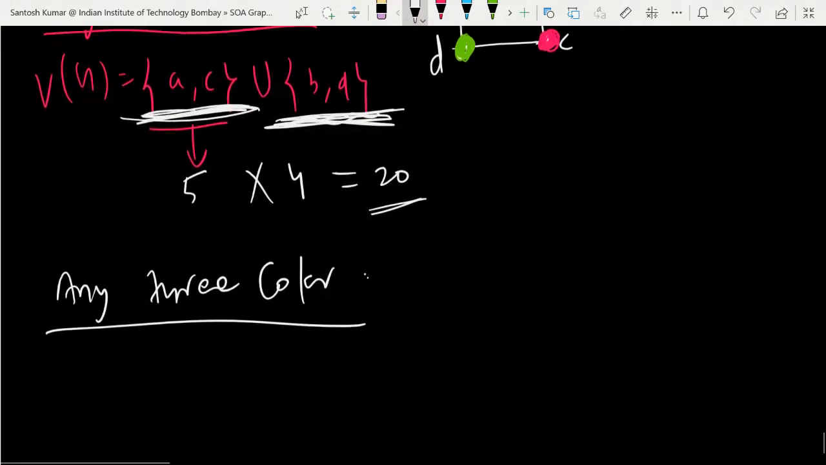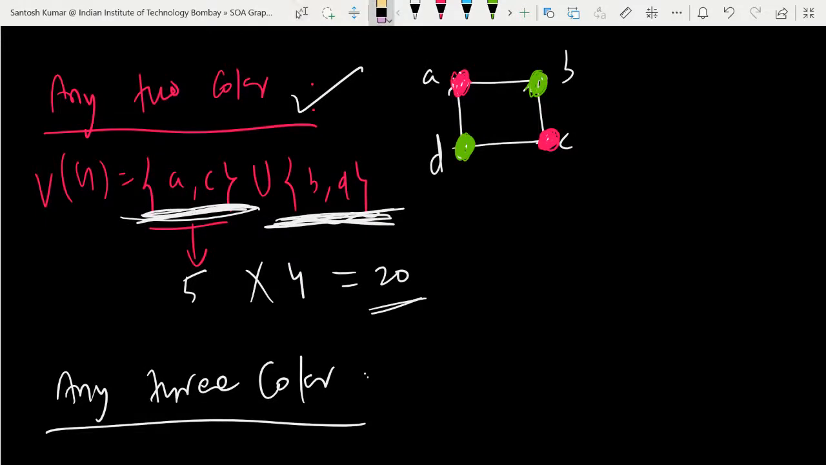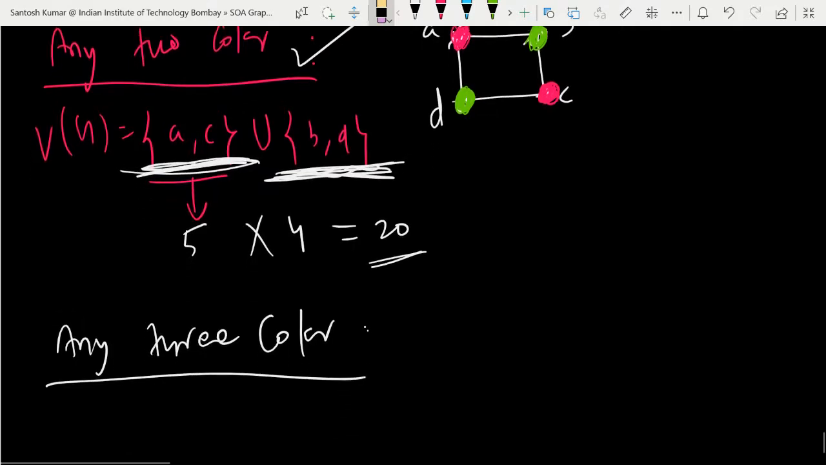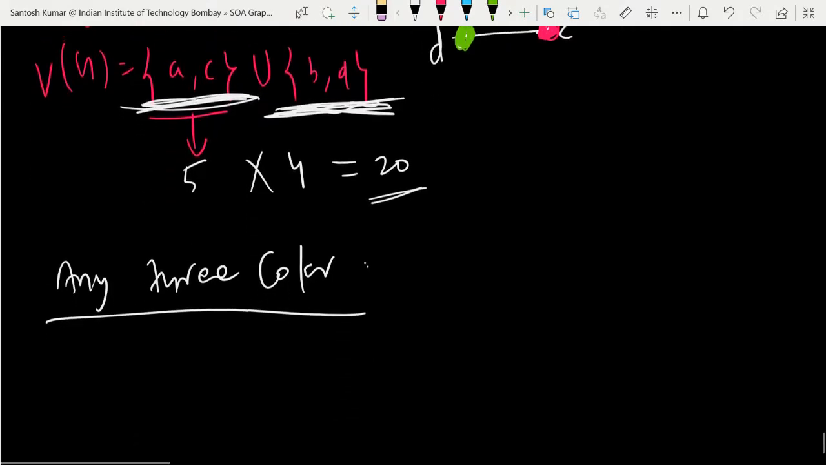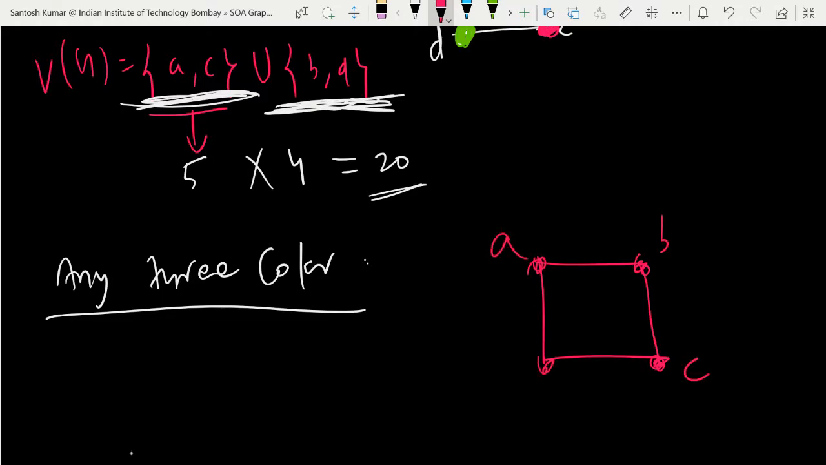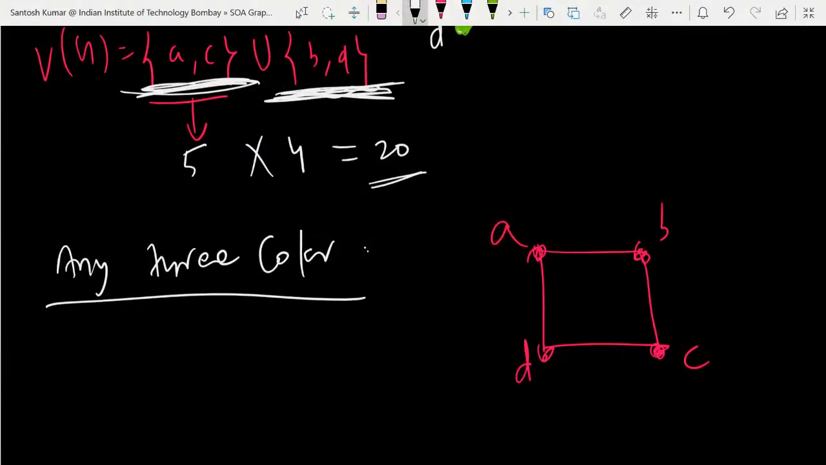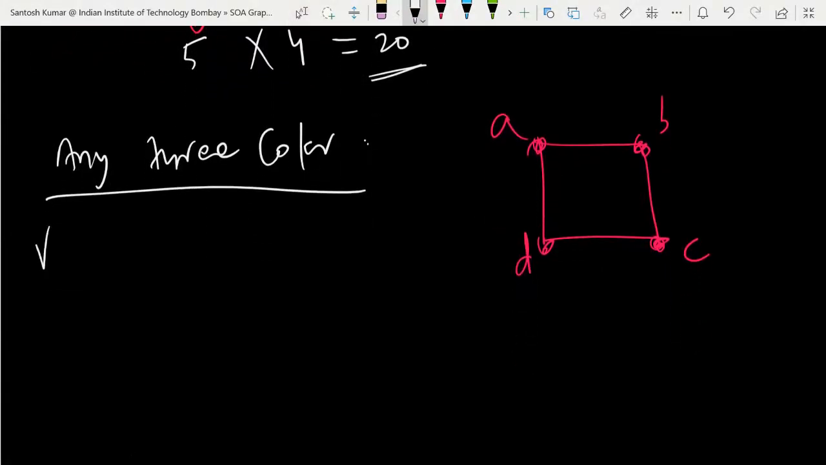Okay, I want to use any 3 colors. Strictly, exactly 3 colors I will use. So now I want to use 3 colors to label the vertices. Exactly 3 different colors for the vertices. So you have to think again. How can we do that? I want to use 3 different colors for the vertices.